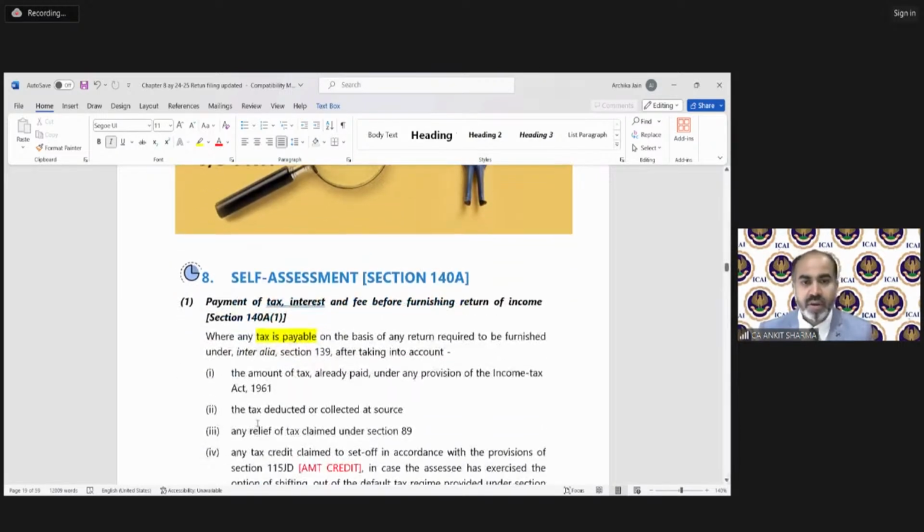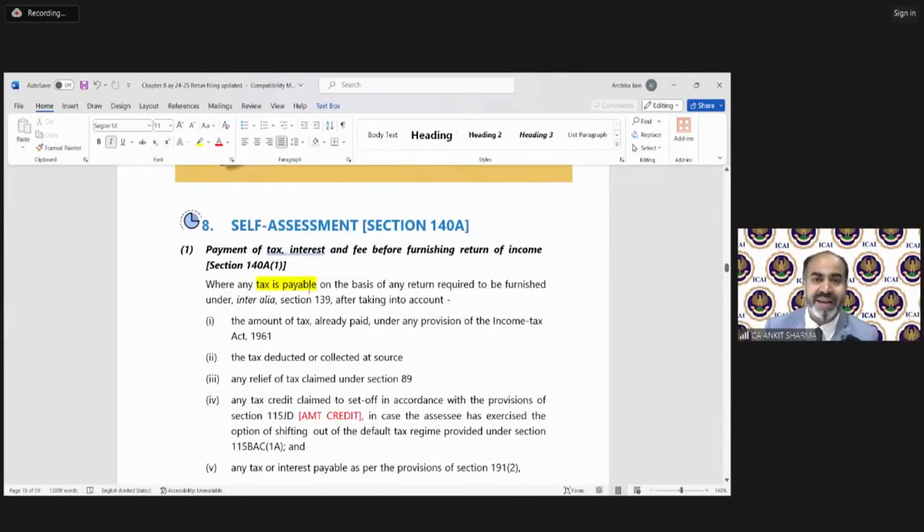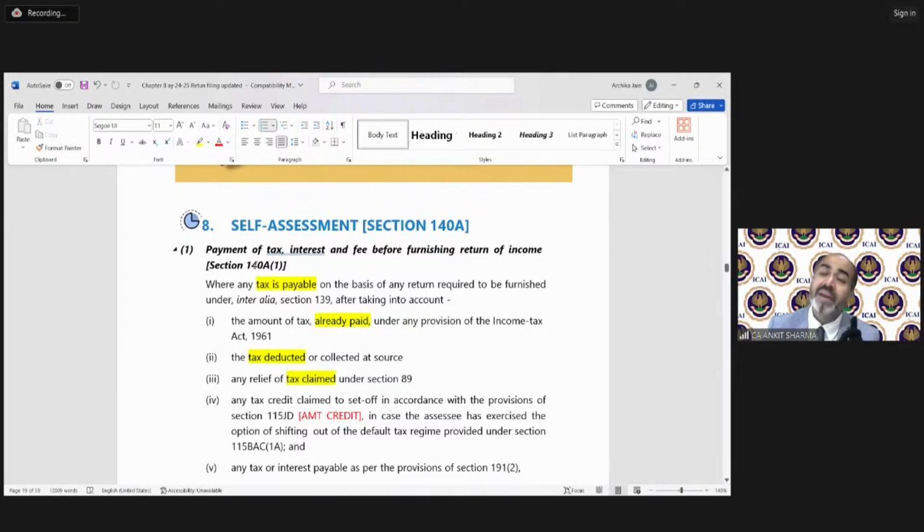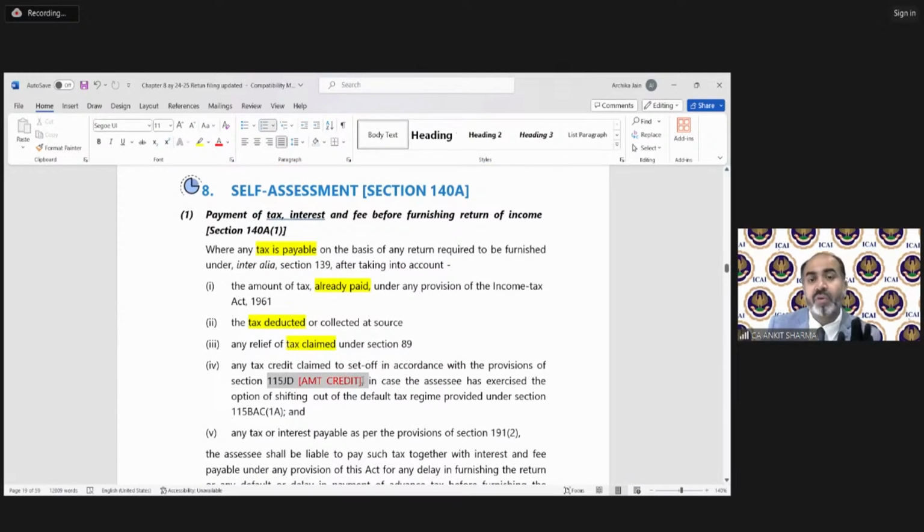Okay. So this says where any tax is payable on the basis of return required to be furnished under, inter alia. Inter alia means among others. हिंदी में कहते हैं अन्य बातों के साथ साथ. ठीक है. So if any tax remains after the amount of tax already paid, after TDS, after relief credit, relief 89, which we have gone through under the salary chapter, and AMT credit. What is AMT? We will discuss it in the next chapter.